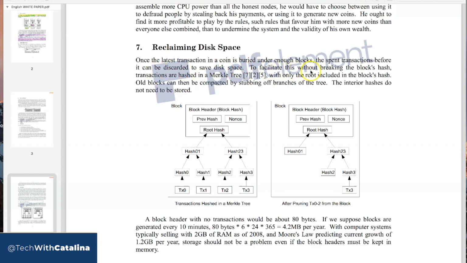To facilitate this without breaking the block's hash, transactions are hashed in a Merkle tree. Okay, so the Merkle tree is the concept that I want you to understand. A Merkle tree is a structure that we use for efficiency and for security. So we know what a hash is, right? We explained that before. We said that a hash is a fingerprint, a summary of digital information, and a hash is unique for each thing that we're hashing.